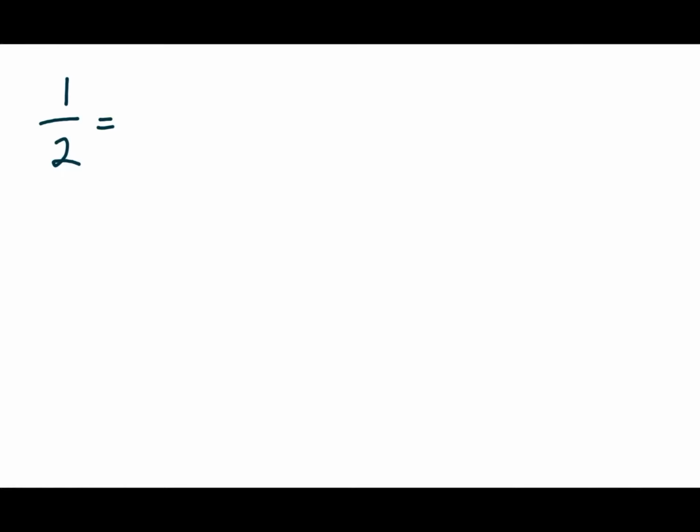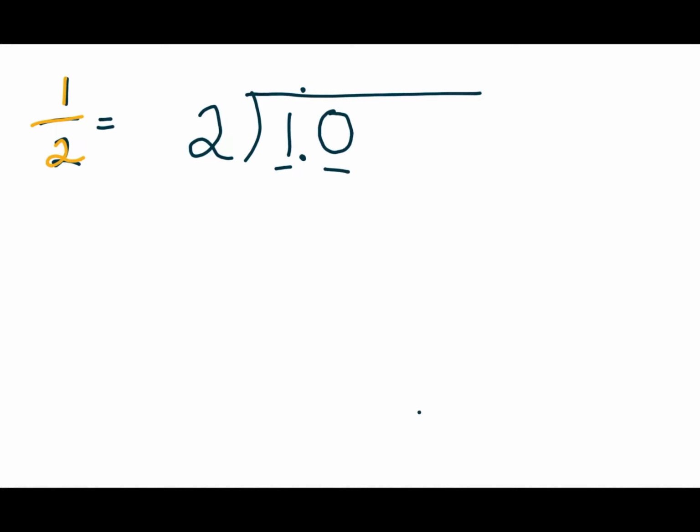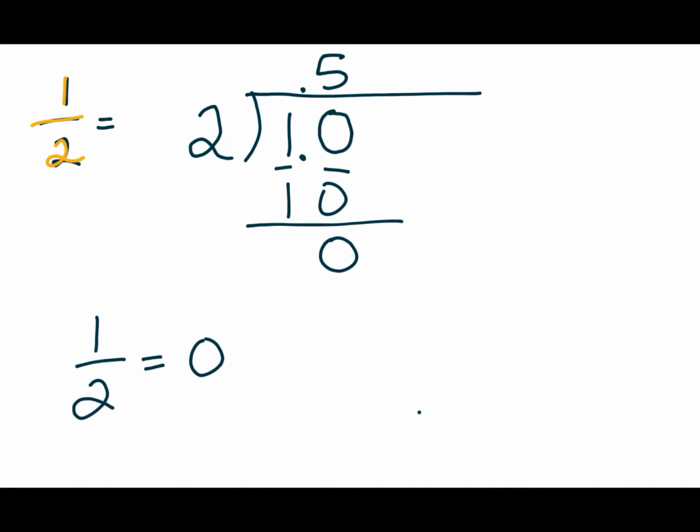1/2 is the same as 1 divided by 2. So we can set up our divisor box. 1 is being divided by 2. So you put your decimal there because 1 is the same as 1.0, and you just get started with dividing as normal. 2 does not go into 1, but it does go into 10 5 times. 5 times 2 is 10. My remainder is 0. So 1/2 is the same as 0.5, which is the same as, I'm going to just add a 0 here, 50 over 100. So it is 50%.